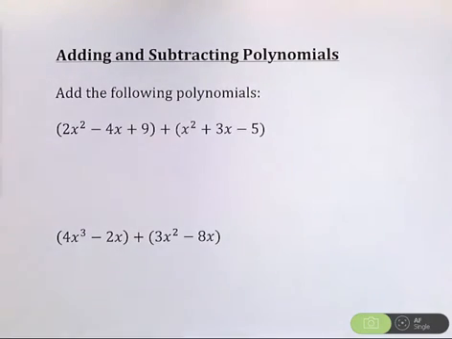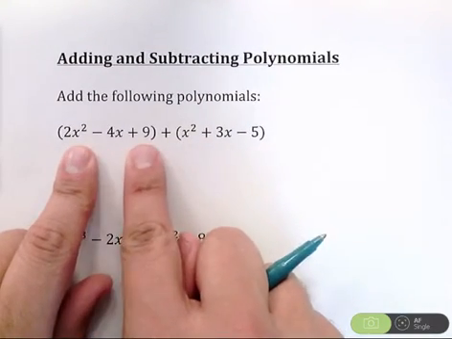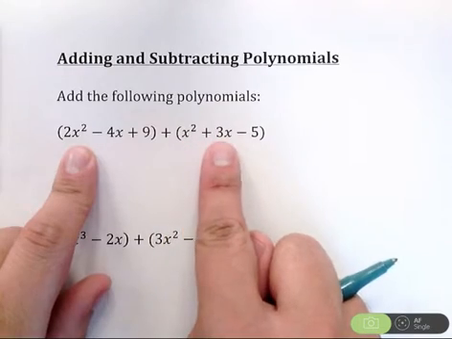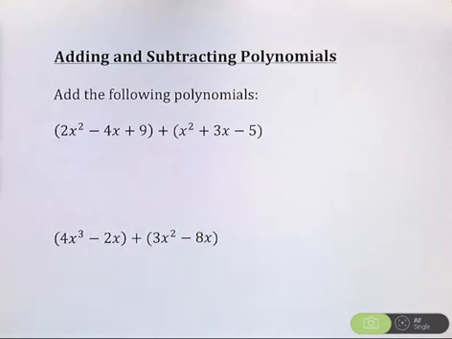Let's talk about adding and subtracting polynomials. So I'm going to show you addition first, and then we'll move to subtraction. The big idea here is you do want to take your time with these. They can be very simple, and they should be, but a lot of mistakes can be made if you rush it. So I have 2x squared minus 4x plus 9 plus x squared plus 3x minus 5.